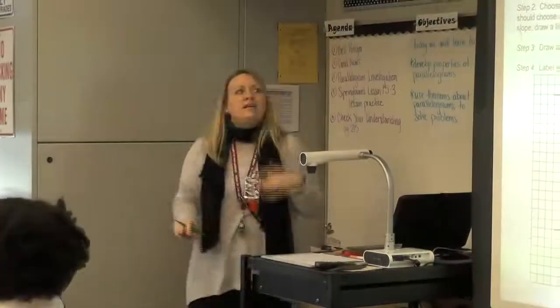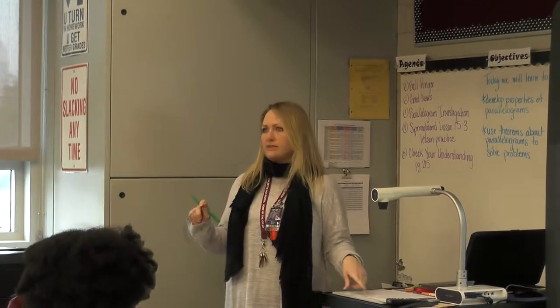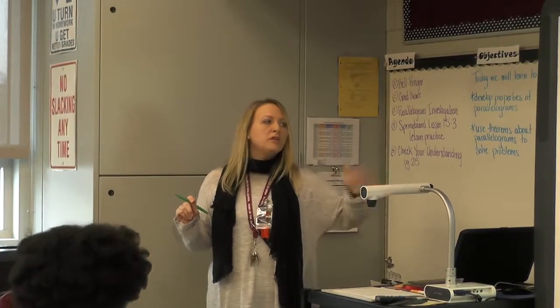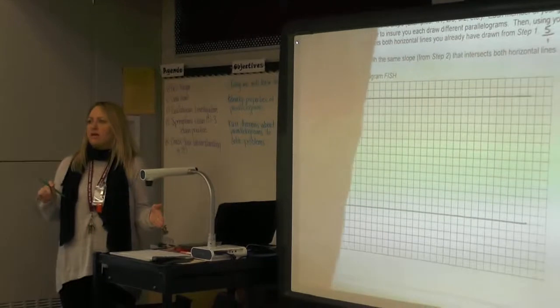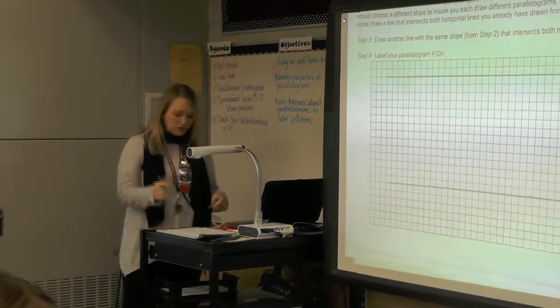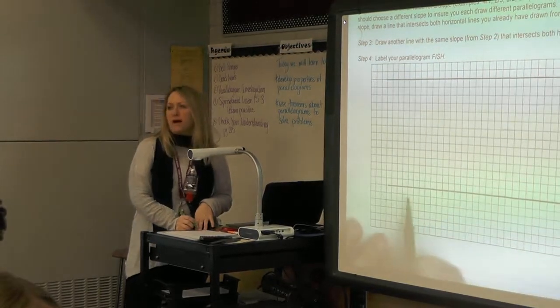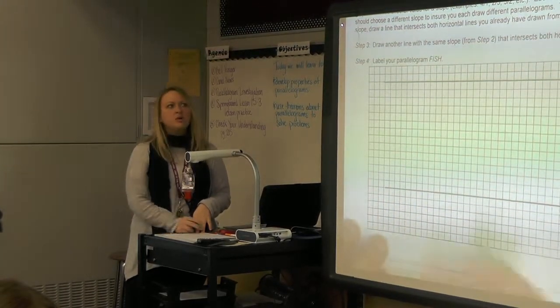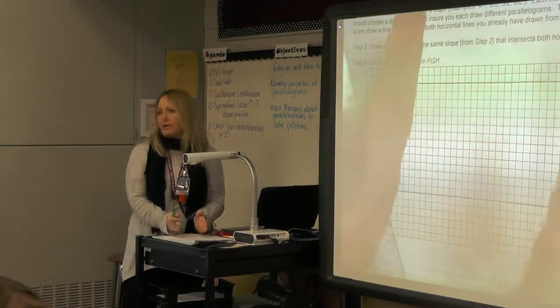Now that you have a slope, it says using that slope, you are going to draw a line that intersects both horizontal lines that you already have drawn. So for instance, I chose 5. So what I would want to do is make another line with a slope of 5. I could start maybe at any point along the bottom. And it's okay, these horizontal lines, we're only going to end up using part of them.